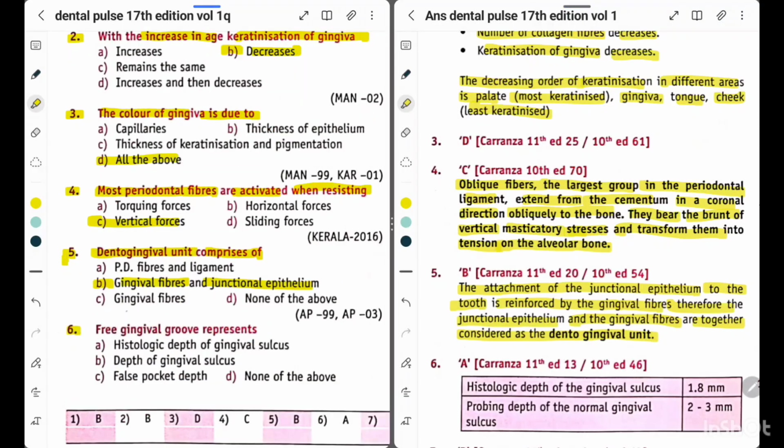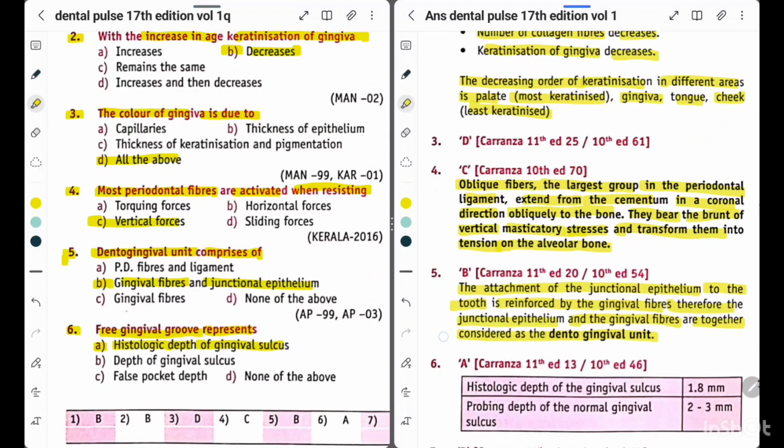Now question 6. Free gingival groove represents option A, histologic depth of gingival sulcus, option B, depth of gingival sulcus, option C, false pocket depth, or option D, none of the above. So its answer is option A, histologic depth of gingival sulcus.